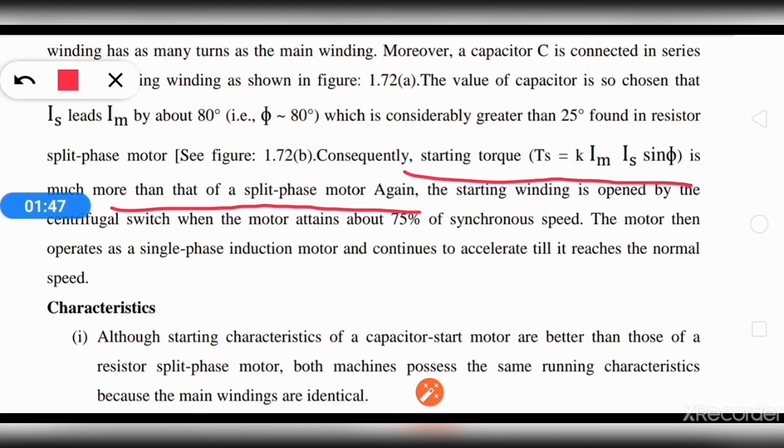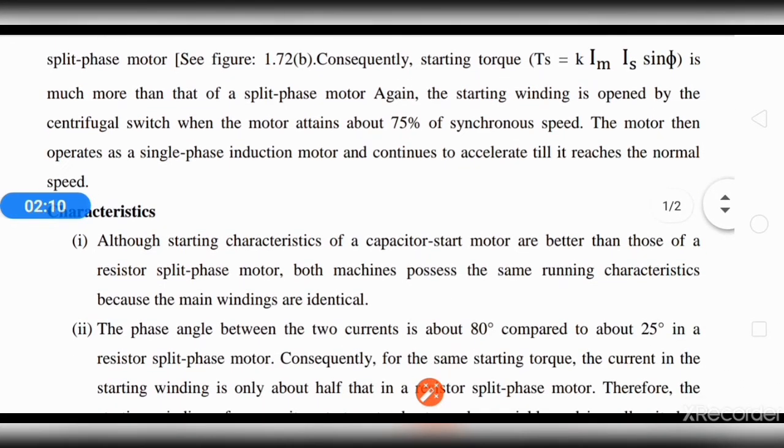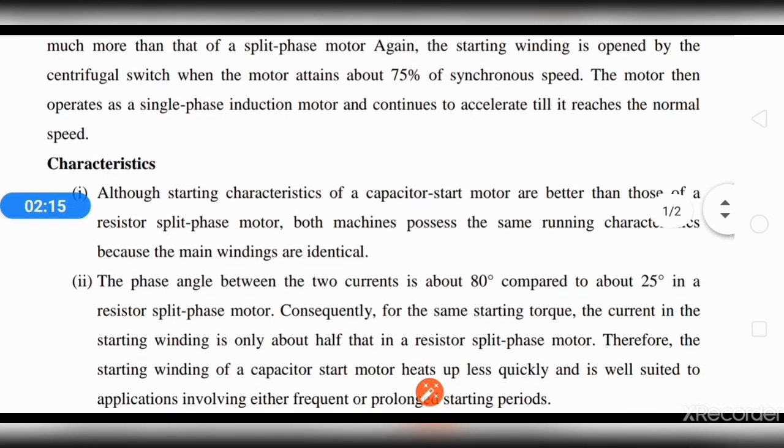Again, the same procedure is applied: the starting winding is opened when the speed is 75% of the synchronous speed. At that time, the centrifugal switch opens the starting winding, and only the main winding remains in the circuit. The motor operates as a single phase induction motor and continues to accelerate until it reaches normal speed.